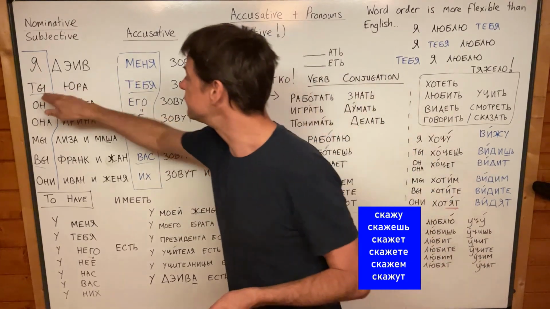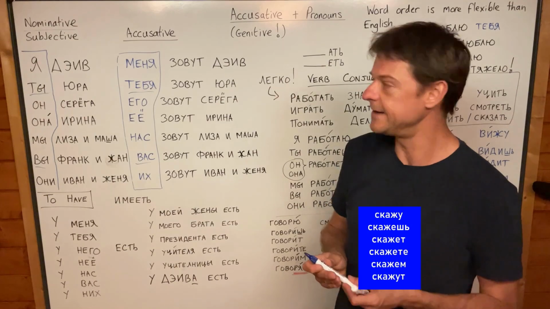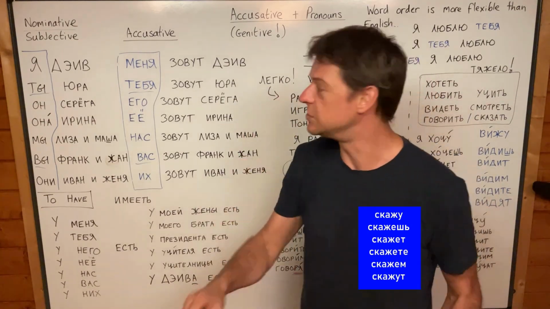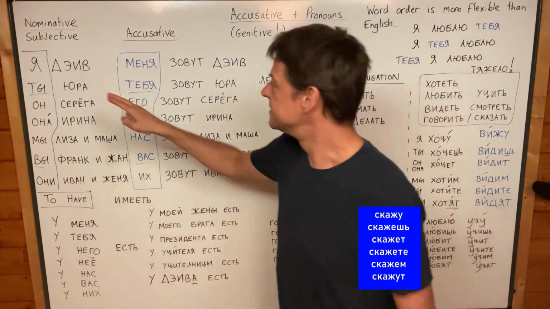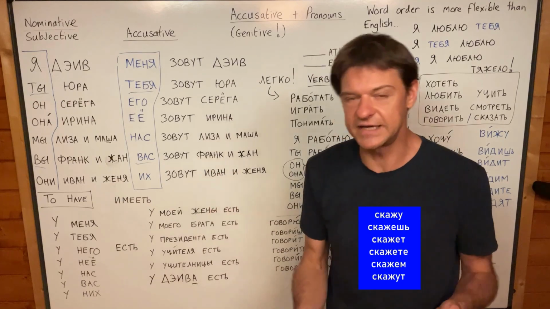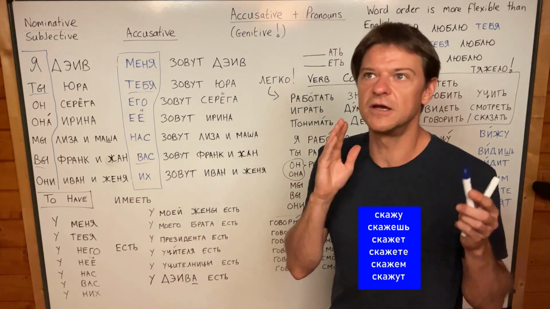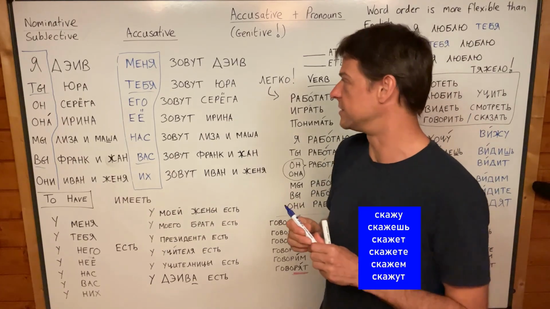Well, they don't. They have a difference between ty and tebya and vy and vas. So not only have you got two you's in the subjective case, you've actually got four different words for you in Russian. And that's a tricky topic that I want you to, right from the beginning, know about, because I think it will make it easier for you.